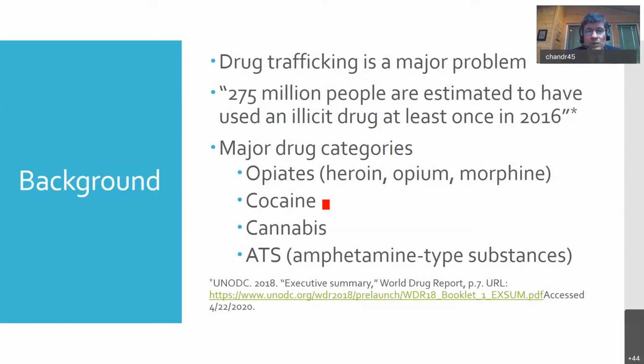Major drug categories with which most of you are probably familiar include opiates, which contain the well-known drugs heroin, opium, and morphine, but others as well. Cocaine and its derivatives. Cannabis, which is actually in various stages of legalization in the United States. And then another category that we call ATS, amphetamine-type substances.